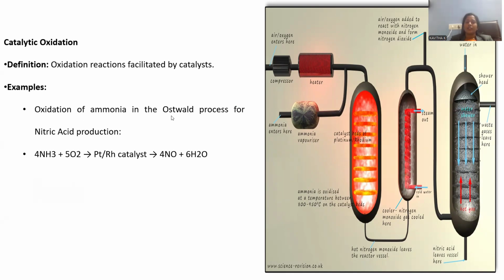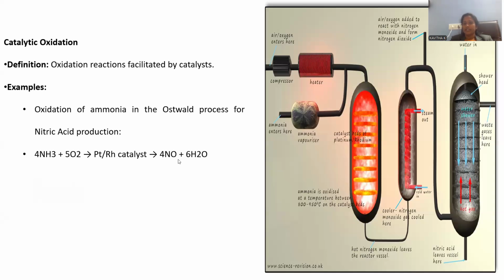Oxidation of ammonia in the Ostwald process for nitric acid production. Ammonia is a kind of hydrogenated product, right? Whenever this ammonia is reacted with oxygen in the presence of either a platinum or rhodium catalyst, or transition metal catalysts only, the rate of reaction is enhanced many folds, so that the corresponding hydride of nitrogen is converted into an oxide of nitrogen.